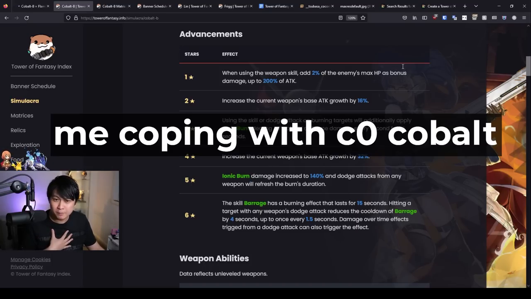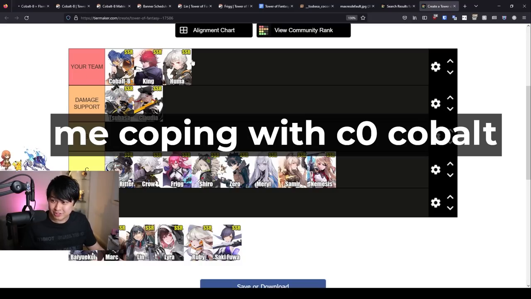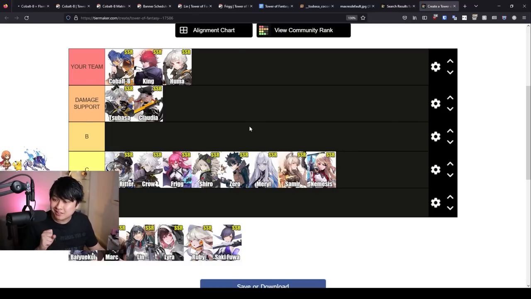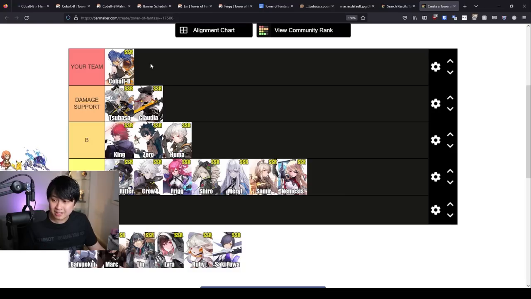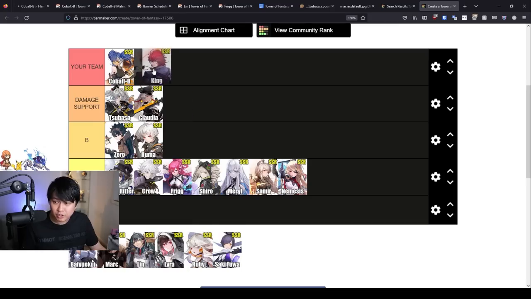This is called me coping with a Cobalt C0. And I've done this before. So let's have a look at this one over here. Let's start doing some team building. And so let's start off with the Cobalt-B over here. To activate the Flame Resonance, we need at least either King, Zero, or Huma. If we go with King, it is going to give us the attack resonance, and he is also going to give us some shield shattering capabilities.